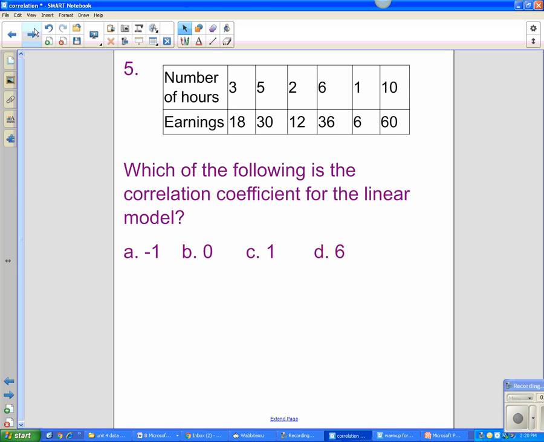All right, number 5. Which of the following is the correlation coefficient for the linear model? Chad, what do I circle? Good. Correlation coefficient. Ethan H., what does that mean it's looking for? Very good. It's looking for the R value. All right, Gracie, what do I have to do to get the R value? I have to put them in stat. All right, everybody do that now.